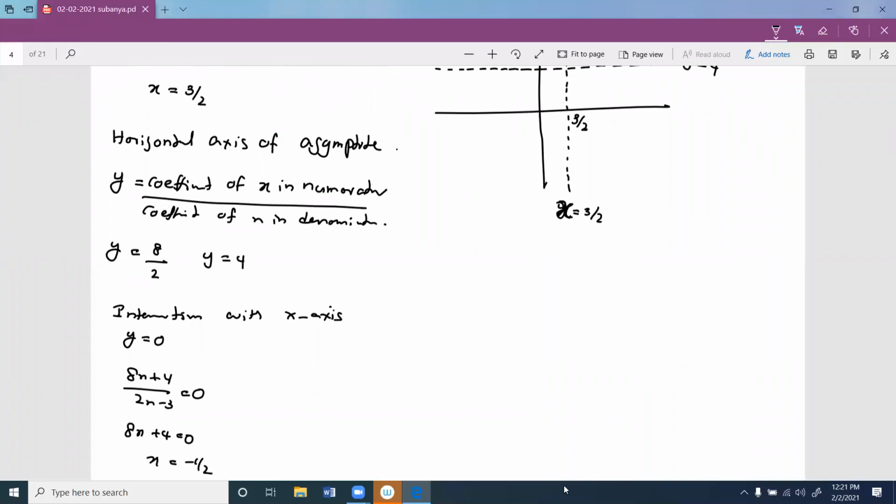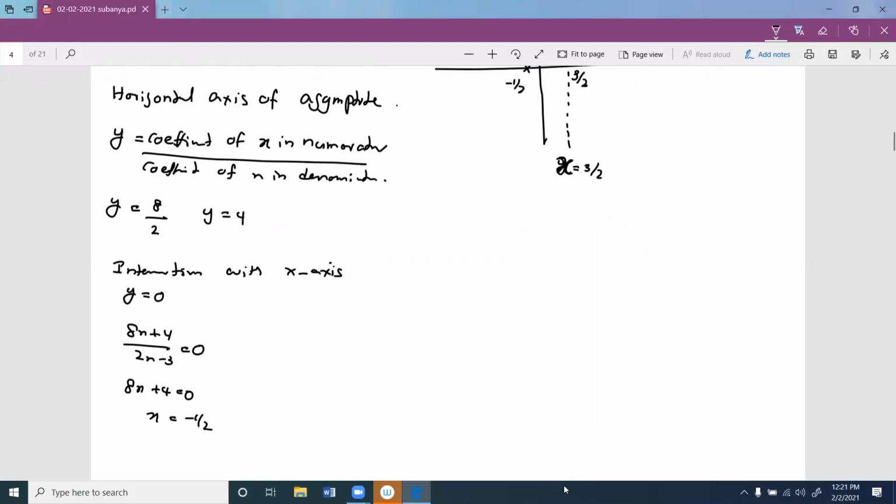It's here, but this is the intersection. Sorry, not here. It's minus half here. Not this. It's minus 1/2. So the graph goes from this point to there. Then we can find the intersection with the y-axis.